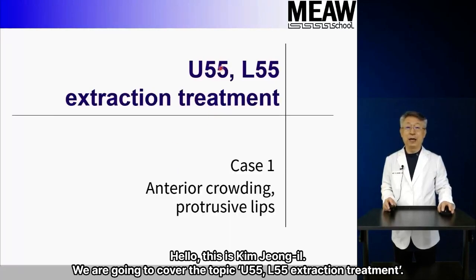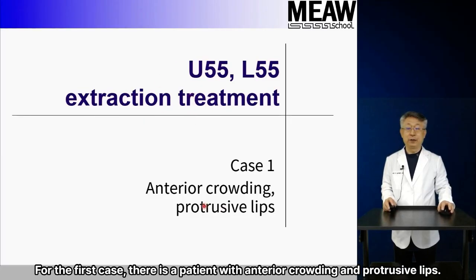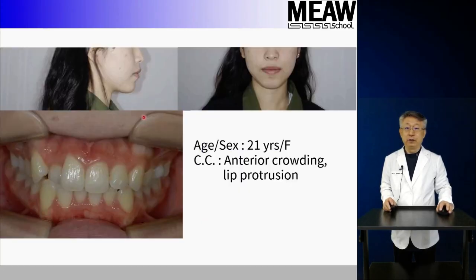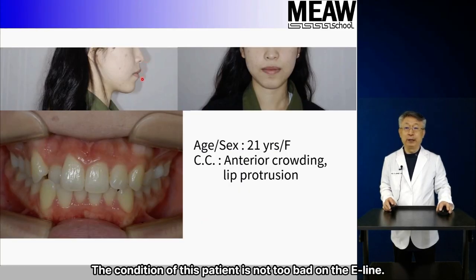We are going to cover the topic U5 L5 Extraction Treatment. For the first case, there is a patient with anterior crowding and protrusive lips. The condition of this patient is not too bad on the E-line.